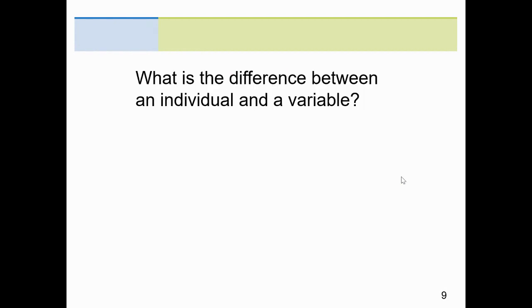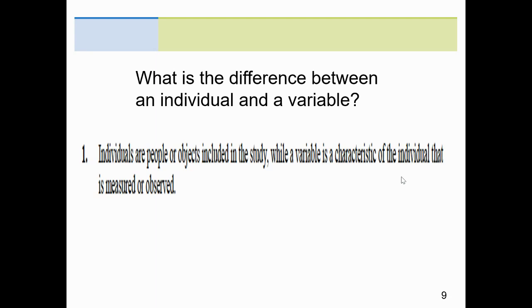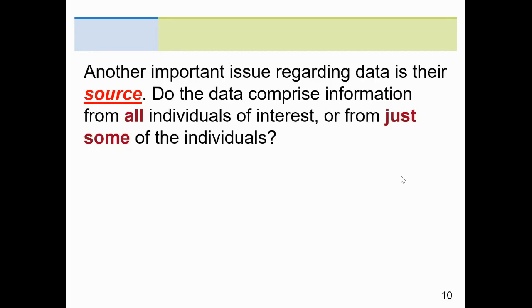All right, what's the difference between an individual and a variable? Individuals are the people who are included in the study, while a variable is some characteristic that's being measured or observed.